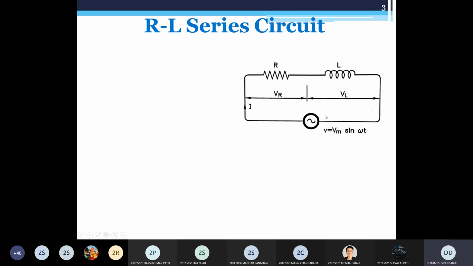Suppose I remove this resistance and only the inductor is present. Then what is the relation between voltage and current? 90 degree. 90 degree what? Phase difference. Yes, but which quantity lags or leads the other quantity? Current lags the voltage by 90 degree.